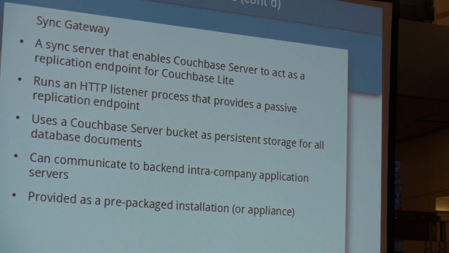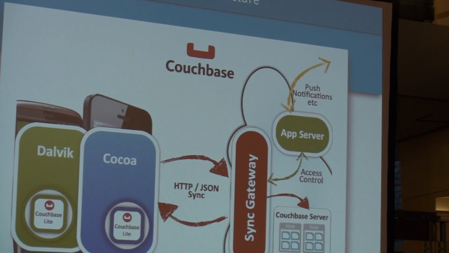The Sync Gateway is a sync server that enables the Couchbase server to act as a replication endpoint for Couchbase Lite. So the Sync Gateway might have some caching over there, but usually its sole purpose is to put all of the messaging that goes back and forth together for all of the parts of the Couchbase architecture. The data itself is usually in the Couchbase server.